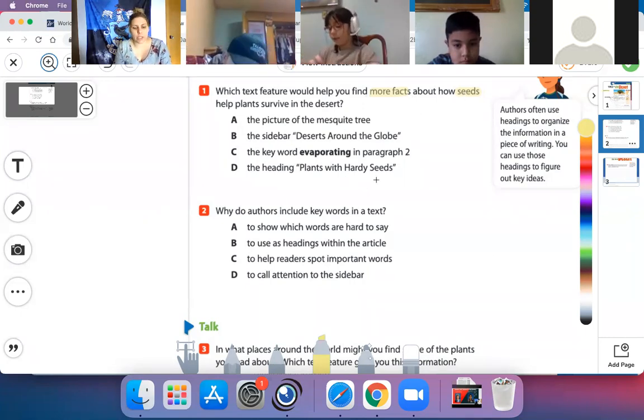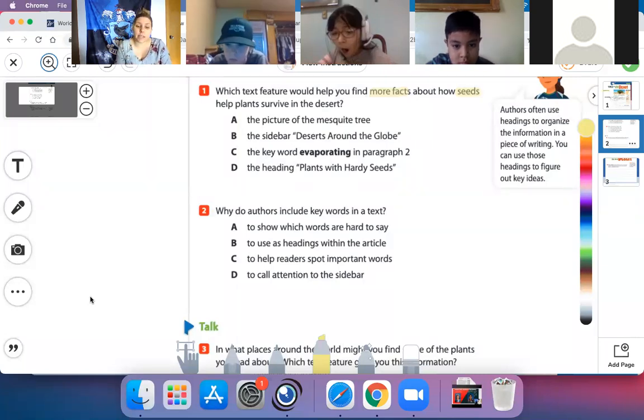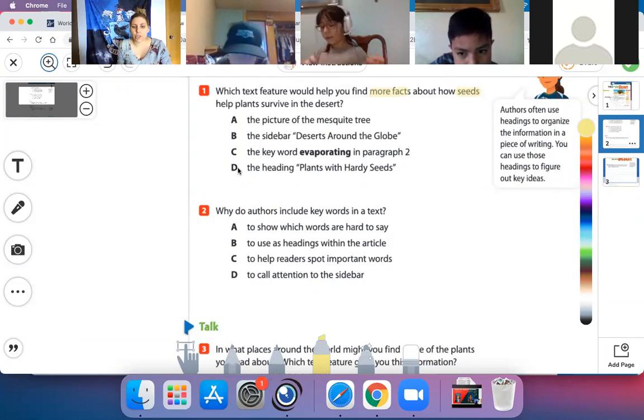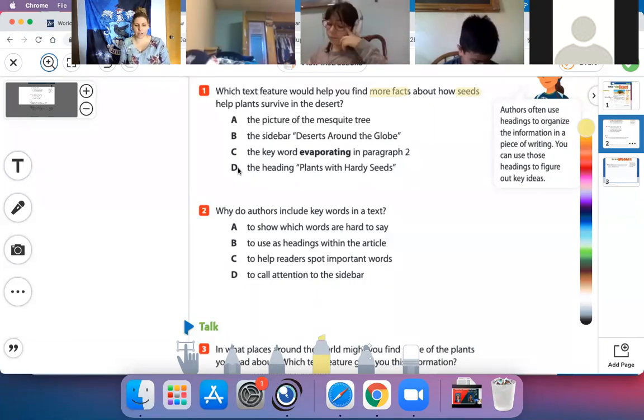So I'm going to read these 4 choices to you, and I would like for you to type in a private message to me. If you click where you type to everyone, click everyone, and instead click Marissa Mannering. It'll send me a direct message. And I want you to type your answer, A, B, C, or D. A says the picture of the mesquite tree. B, the sidebar, deserts around the globe. C, the keyword evaporating in paragraph 2. D, the heading plants with hardy seeds. Which one gives me more facts about how seeds help plants survive?